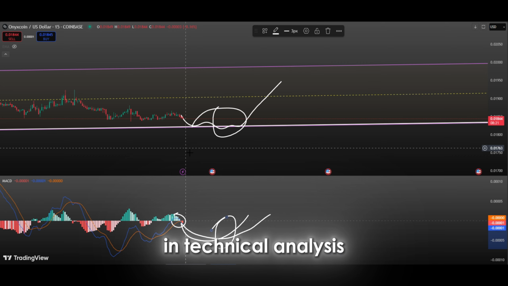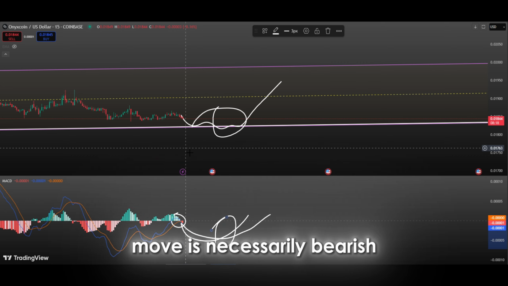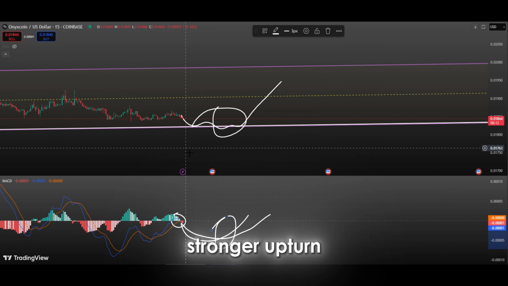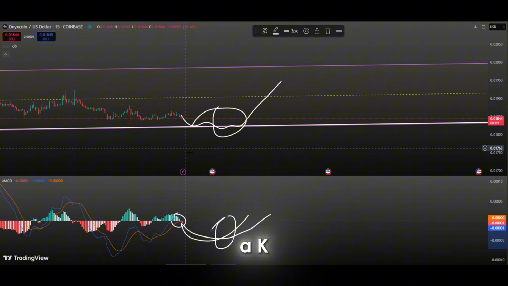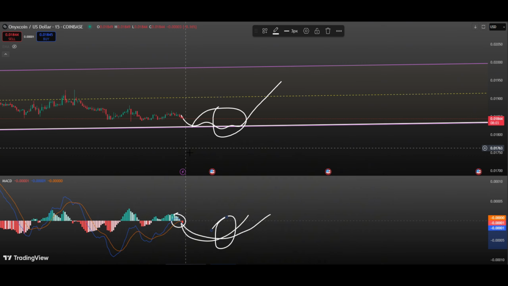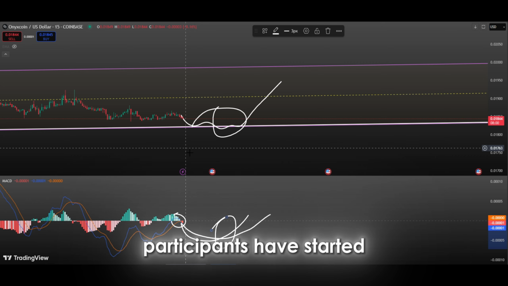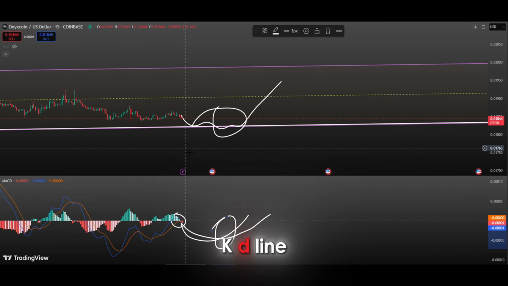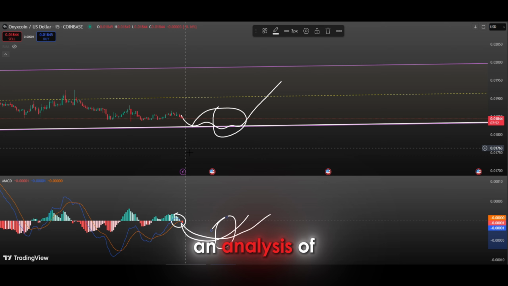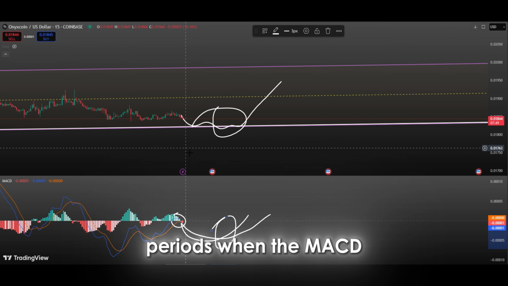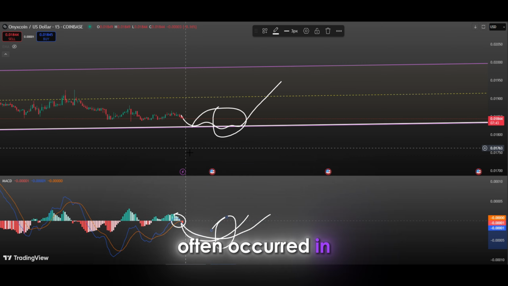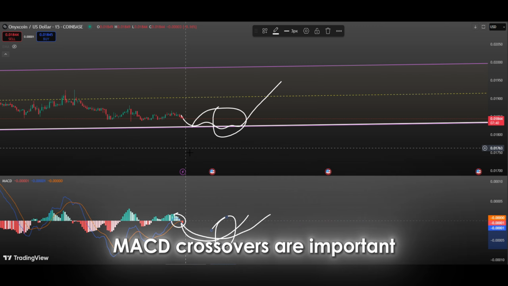This is because in technical analysis, not every downward move is necessarily bearish. On the contrary, in some cases, such pullbacks allow the market to re-energize ahead of a stronger upturn. The current movement of the MACD can be considered a natural breathing process following the upside rally that took place some time ago. Although the downside crossover indicates that market participants have started to show some caution, the MACD line has not yet reached the oversold zone, which could signal a possible bottom formation. An analysis of previous chart movements shows that during periods when the MACD exhibited similar patterns, the indicator lines approached below the zero level, and new upside crossovers often occurred in these areas. This is why MACD crossovers are important.